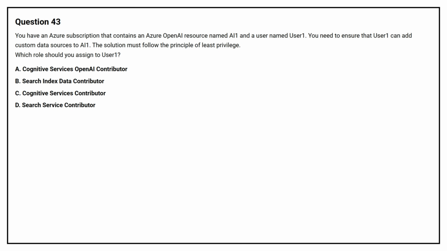Question number 43. You have an Azure subscription that contains an Azure OpenAI resource named AI1 and a user named User1. You need to ensure that User1 can add custom data sources to AI1. The solution must follow the principle of least privilege. Which role should you assign to User1?